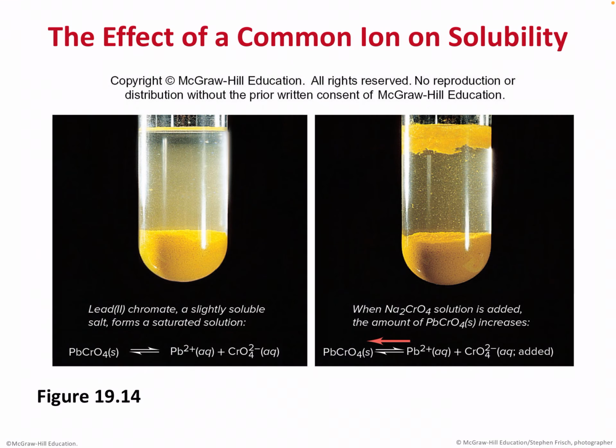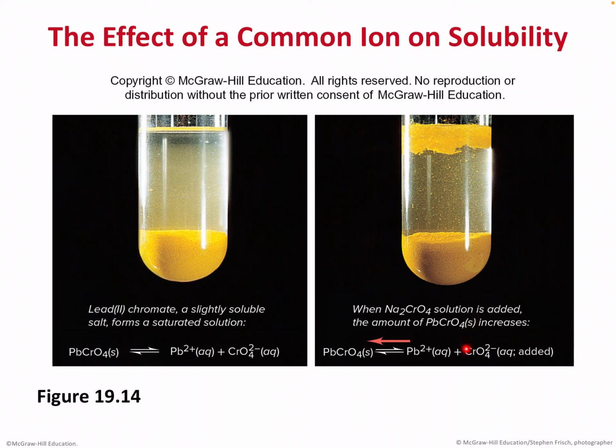Just a comparison. Excuse me. The effect of a common ion on solubility. So here you have lead chromate, which is a slightly soluble salt, forms a saturated solution. Lead chromate is in equilibrium with the lead ions and chromate ions. So let's say you add sodium chromate solution. What happened when you add sodium chromate? Do you think the solubility will increase or solubility will decrease?